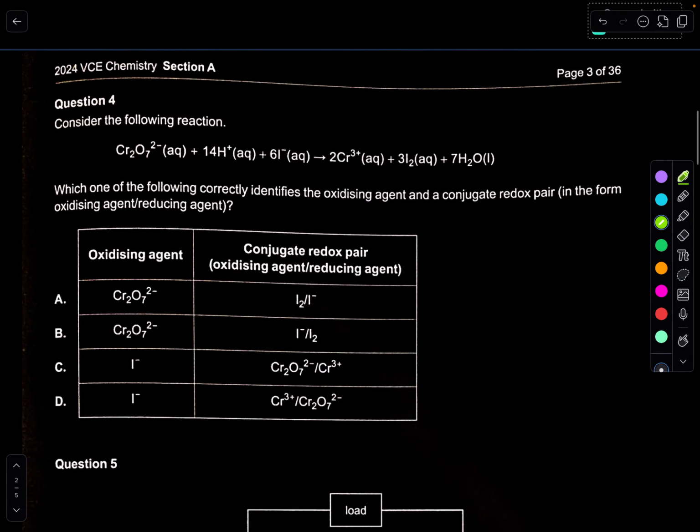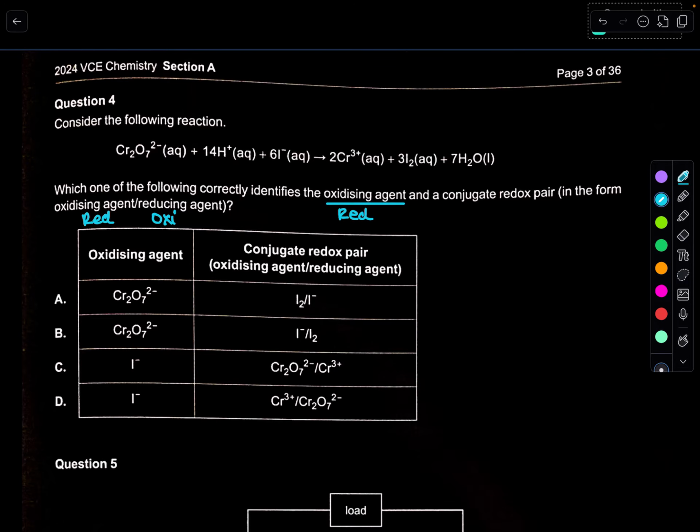Question 4. Let's have a try at this one. Let's use the blue color. Consider the following reaction. Which of the following correctly identifies the oxidizing agent? Remember, the oxidizing agent is the one that's being reduced. So reduction. And the conjugate redox pair is in the form of oxidizing agent / reducing agent. Which one's the oxidizing agent?